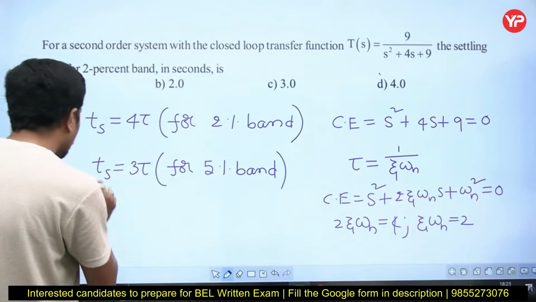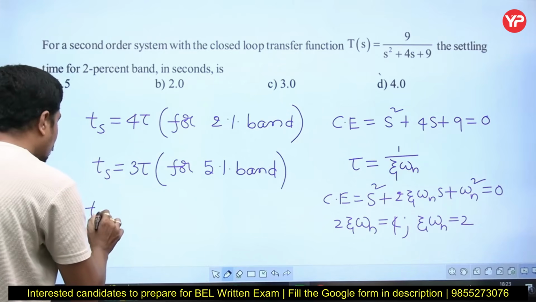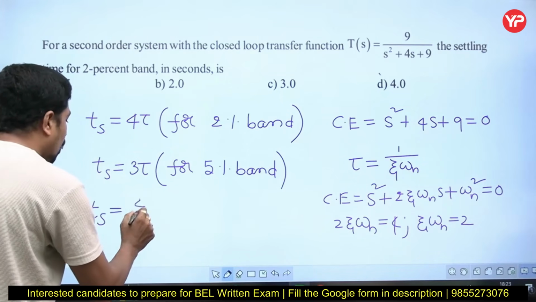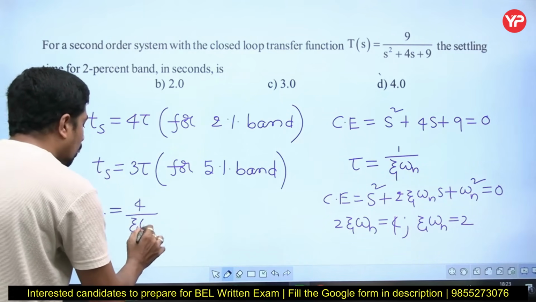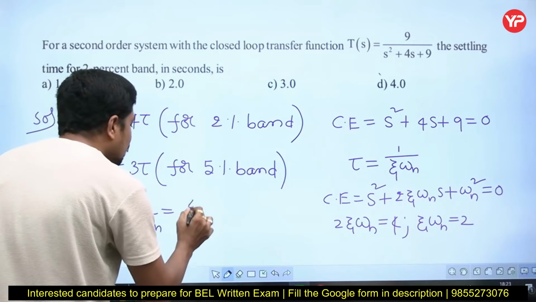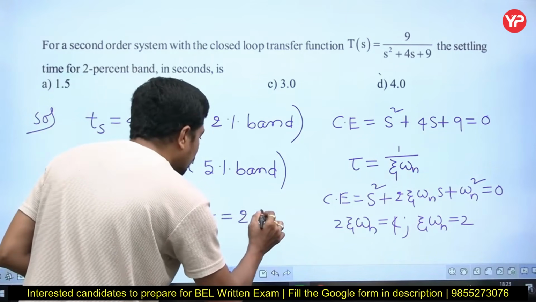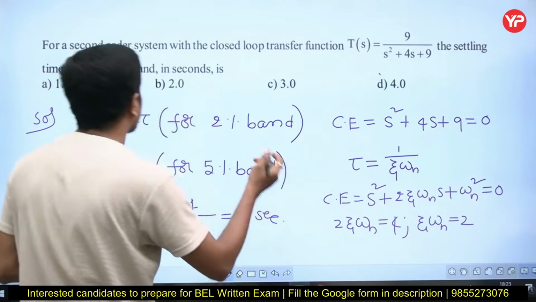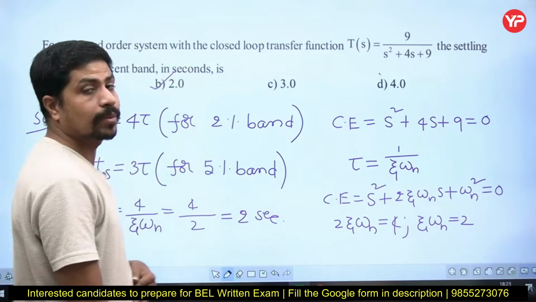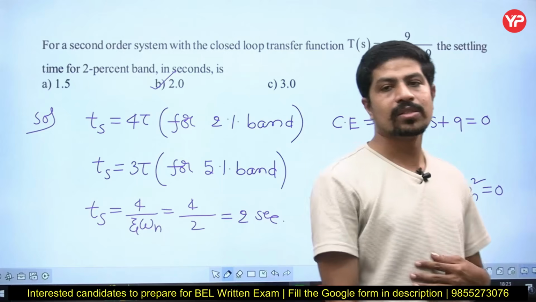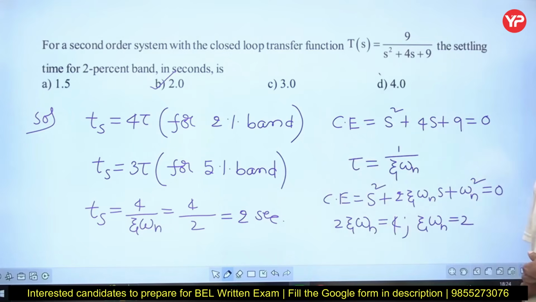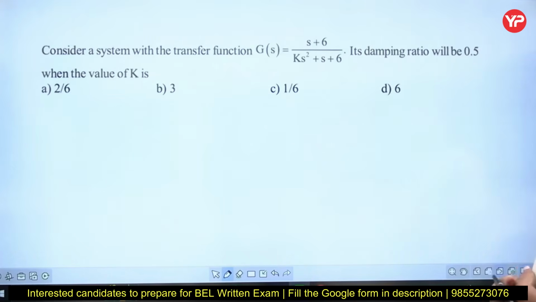Now, what is Ts, the settling time? For 2% band, Ts is equal to 4 tau. Tau is nothing but 1 by zeta omega n. Then what is the zeta omega n value? That is 2. The answer is 2 seconds. Option is B. B for Bombay. Simple question again. Yes? Let's go to the next question.